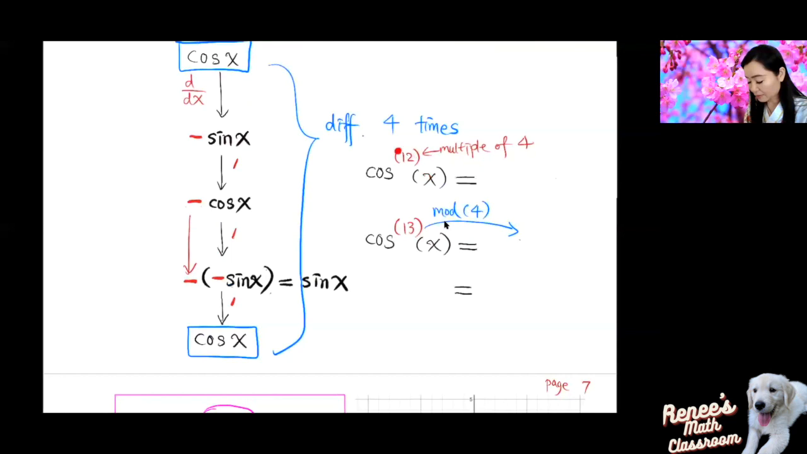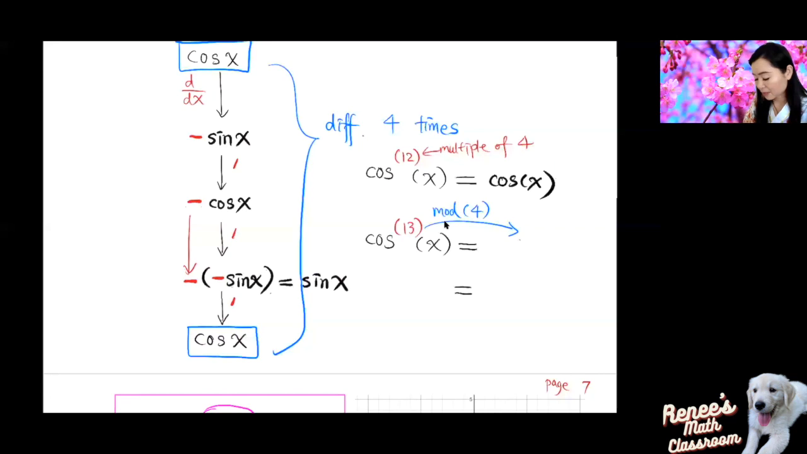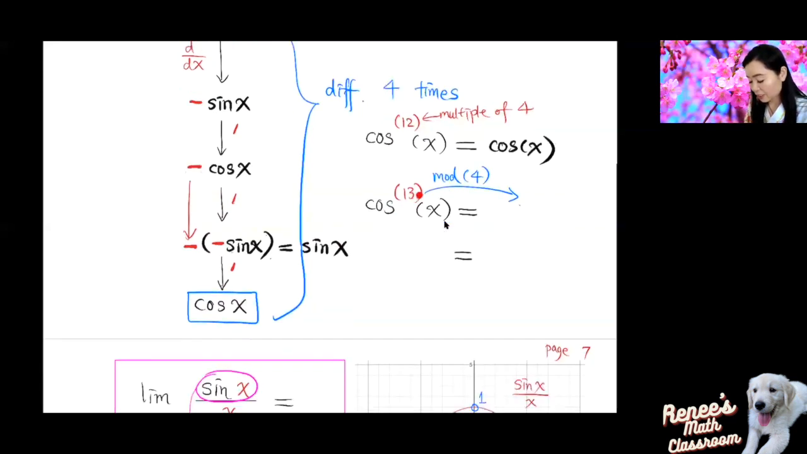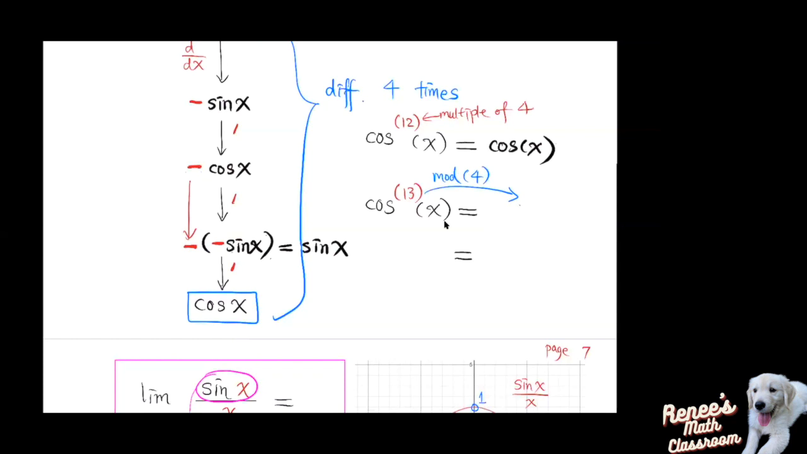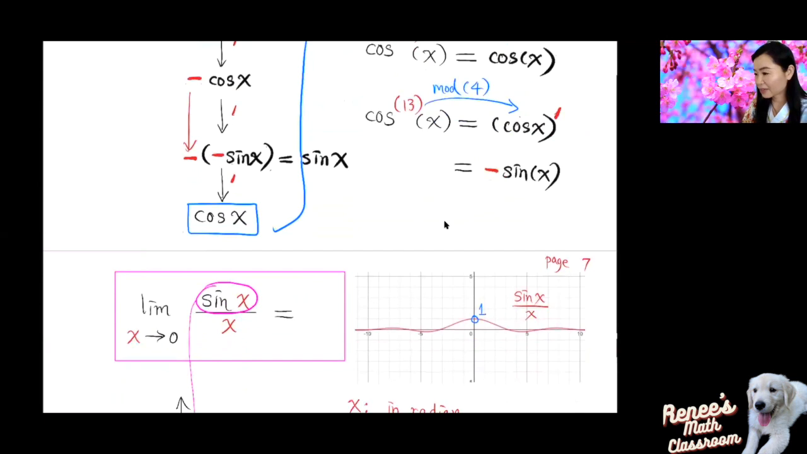So what's the 12th derivative of cosine x? What does it equal to? Cosine x. It's cosine x, right? Because 12 here is a multiple of 4. What about the 13th derivative of cosine x? Negative sine x. Negative sine x, good job, okay? So if you take away all the multiples of 4, if you mod 13 by 4, you get 1. So the 13th derivative of cosine x is the same as the first derivative of cosine x, which is going to be negative sine x. All right, okay, good job.